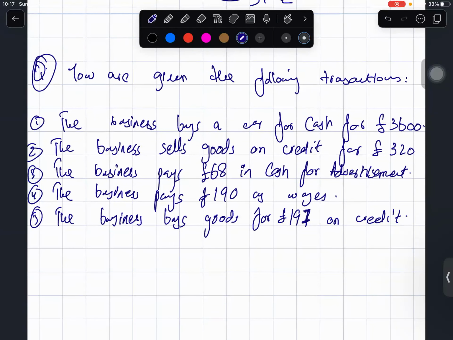All right, so Emily, you have a pen and paper with you? Okay. Can you please make the journal entries for these 5 transactions, and then we can check if you're getting stuck anywhere.